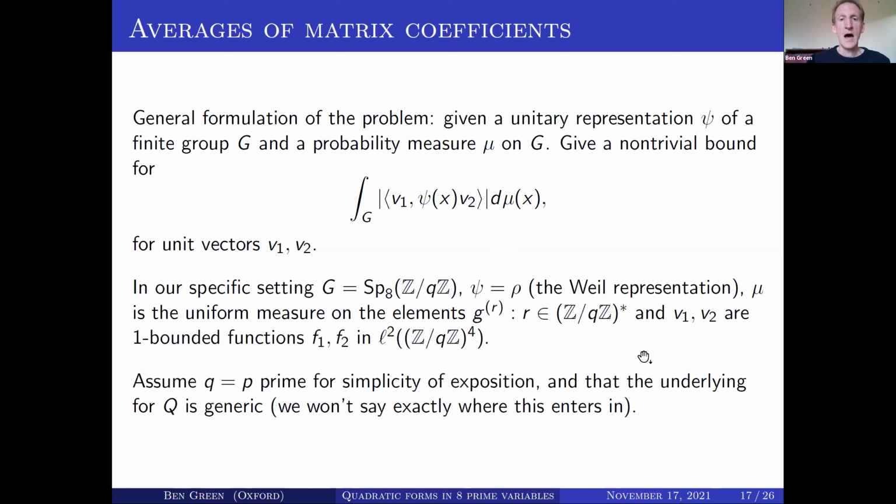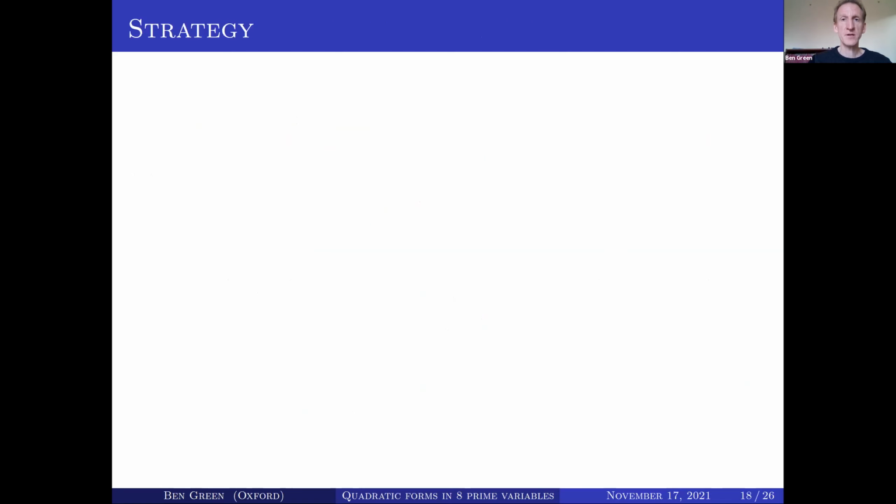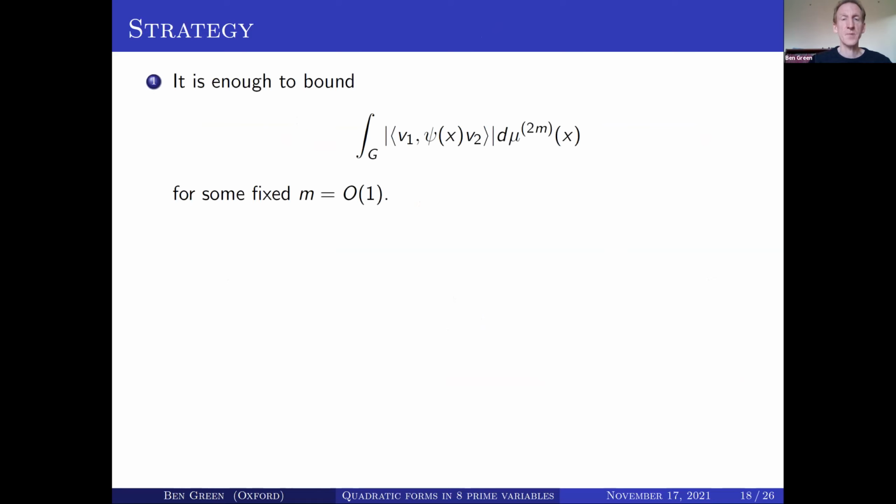In everything I'm going to say from now on, I'm going to assume that Q, which is a square-free number, is actually prime. It makes the exposition a lot simpler whilst having most of the key ideas. And I'm also going to always assume that the underlying quadratic form Q is generic, although I won't get to saying exactly where the various assumptions come in. So this is a general problem: estimate an average of matrix coefficients. And here's a general-ish strategy for attacking that problem.